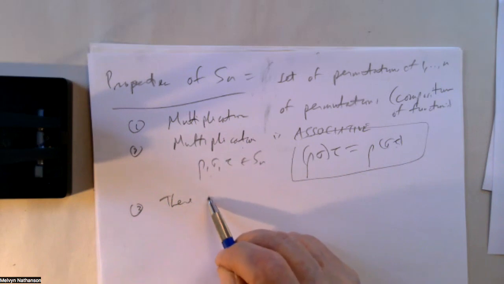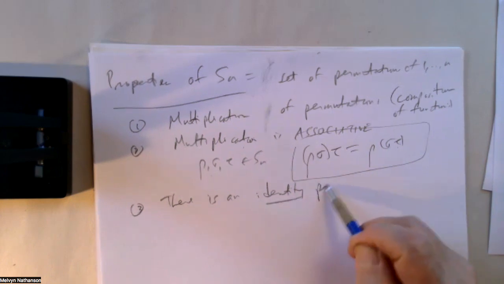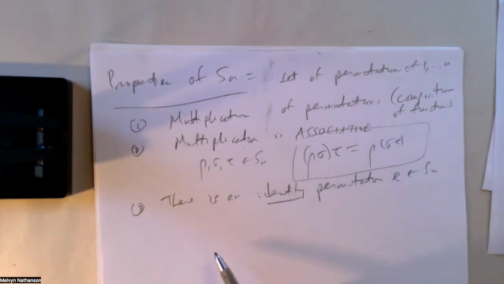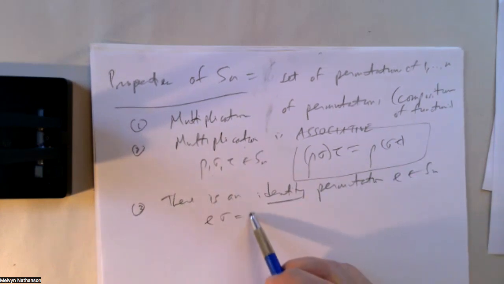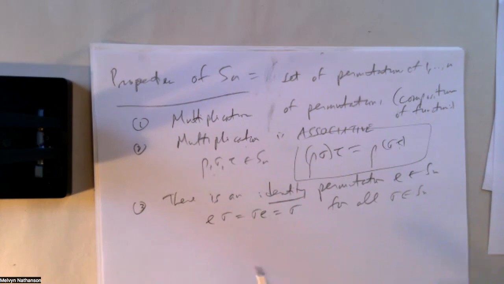Third property is there is an identity permutation, E in Sn, and E has the property that E times sigma and sigma times E is sigma for every permutation in Sn. Because let's say if sigma sends 3 to 7, E sends 7 to 7. It sends everything to itself, so it doesn't change the permutation at all. This is the identity. It's just like multiplying a number by 1. It never changes the number.